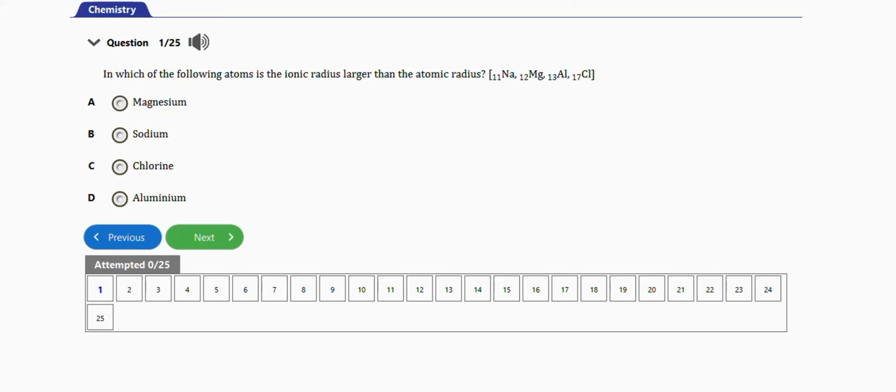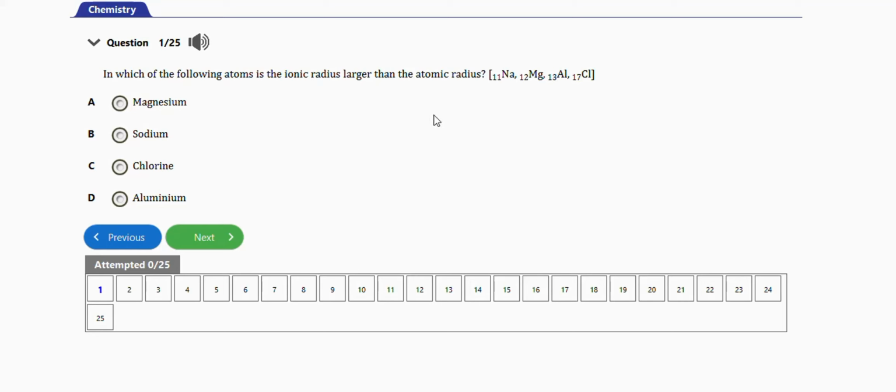In this video, we're going to learn how to solve WASSCE and WAEC chemistry problems under elements in the periodic table. So guys, we have 25 repeated questions to practice with in this video. Let's get started. The first question I have here says, in which of the following atoms is the ionic radius larger than the atomic radius?